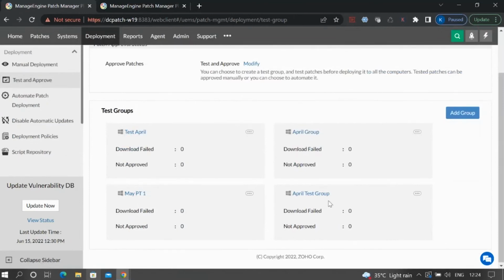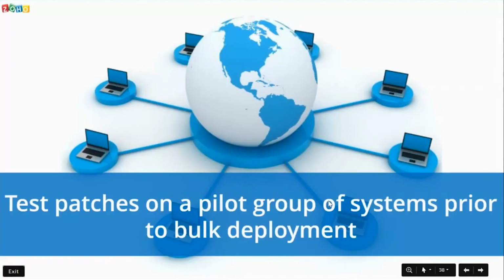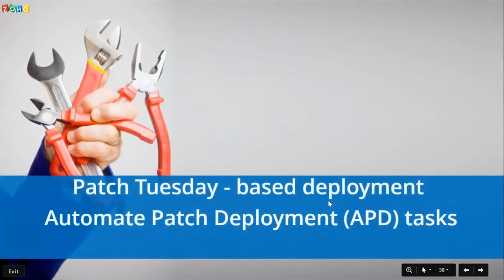So let's go back to our presentation now. Now that we have tested our patches, the next step would be to create a Patch Tuesday based deployment policy for your machines and then associate them with an automate patch deployment, or an APD task. Once you do this, your entire patch management routine itself is automated. Let me take you to the console and show how this can be done.